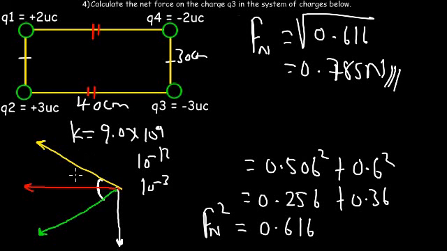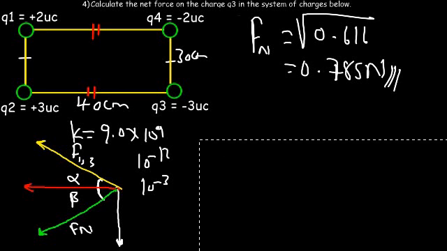But first, we need this angle. Let's say this angle is alpha and this one is beta. We need those two angles in order to get the angle between those two forces. This one is F sub 1,3 and this one is the net force between them. Okay, let me get rid of this.